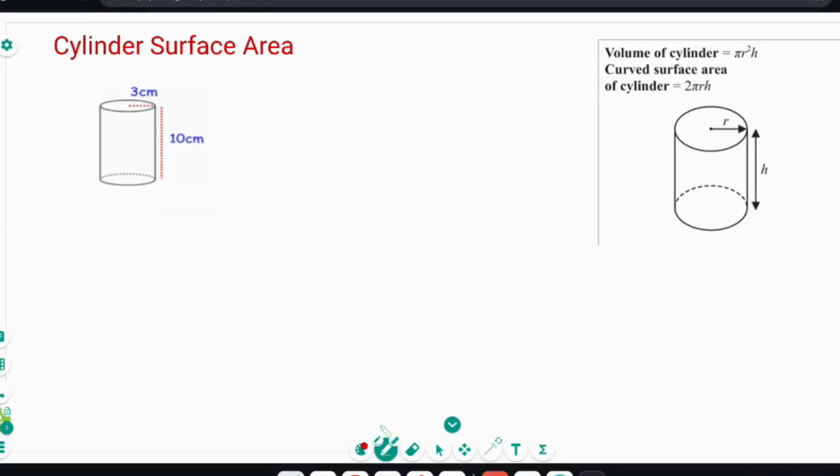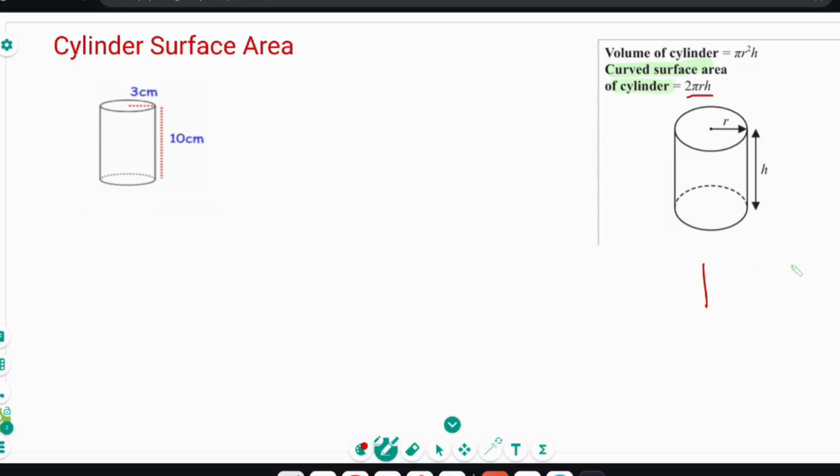Okay, so cylinder surface area. You're given the formula for the curved surface area of the cylinder, which is the curved bit around the middle, which is 2 pi r h. Why is it 2 pi r h?